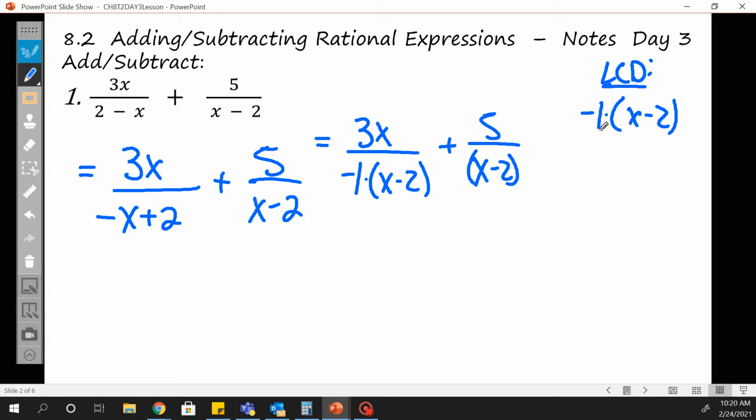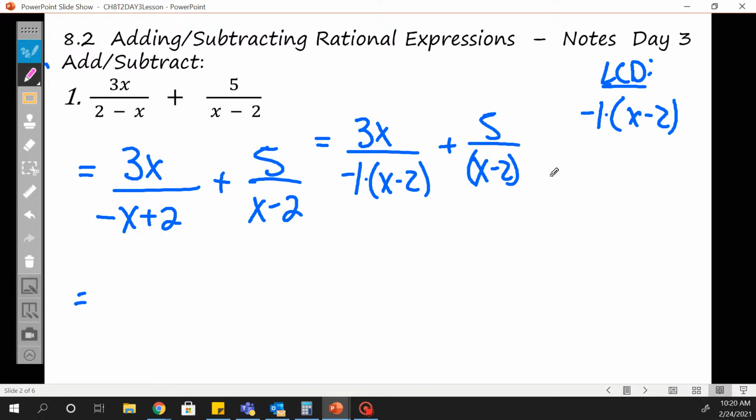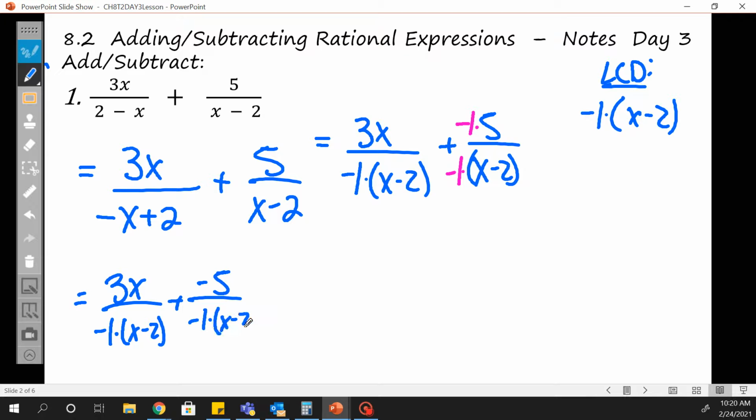The factor that they don't have in common is a negative 1. So I need to make sure that both of them have a denominator of this. The second fraction I would have to multiply by negative 1 to get that denominator. So I'd have 3x over negative 1 times x minus 2 plus negative 5 over negative 1 times x minus 2. I can combine these into a single fraction, 3x plus negative 5, or 3x minus 5, over negative 1 times x minus 2.